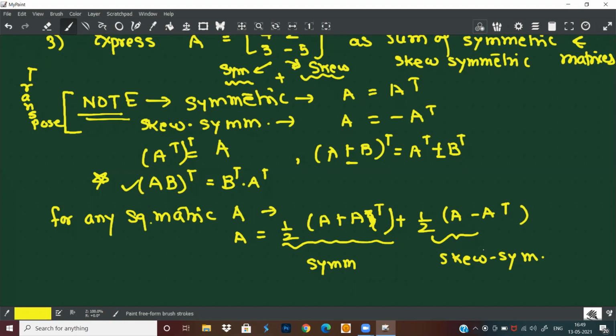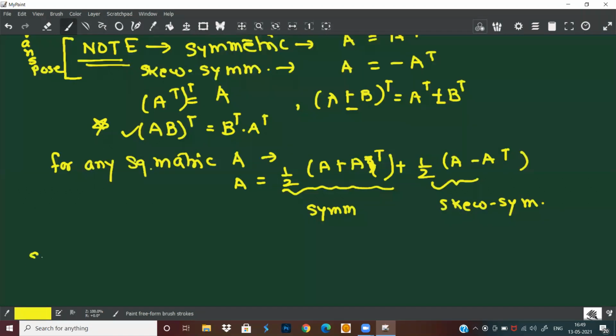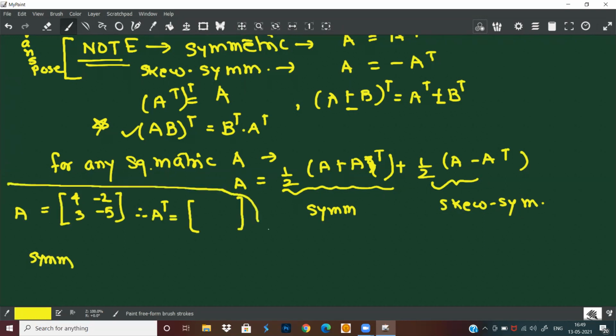Don't worry. So, if this is asked, what will be its symmetric part? What is A given? Tell me. 4 minus 2, 3 minus 5. Therefore, what will be its transpose? First row will become first column. Second row will become second column.